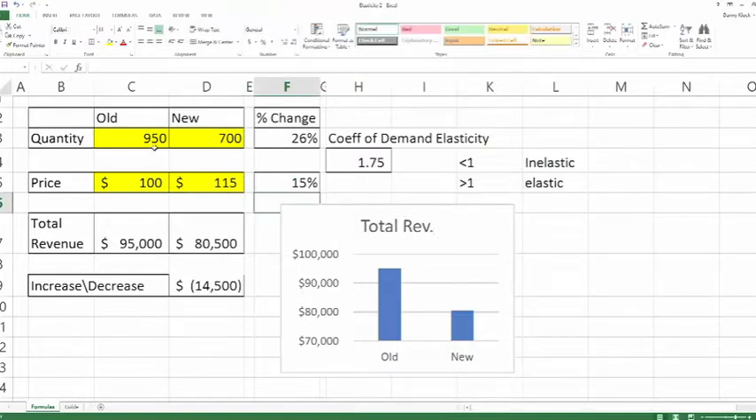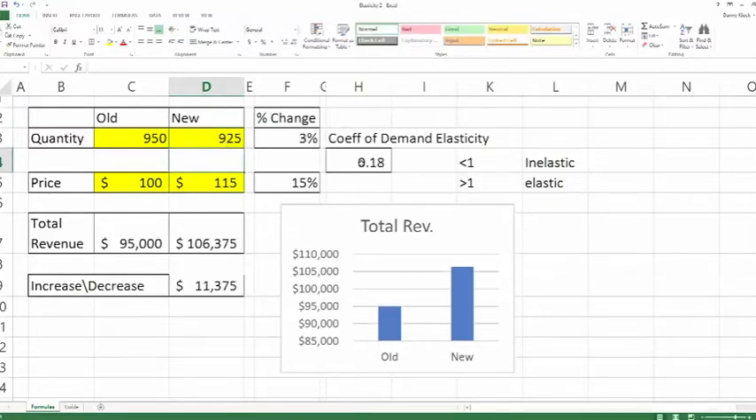So we can see, again, if I change my numbers around, what was it before? Say if it was even better, my quantity went down less. It went down just a little bit. I had really inelastic demand, like to 925. Boom, then I'll see again that only a 3% quantity change compared to a 15% price change. So again, my new total revenue is higher. So if your total revenue for the new price is higher than the old, right? This is inelastic demand.